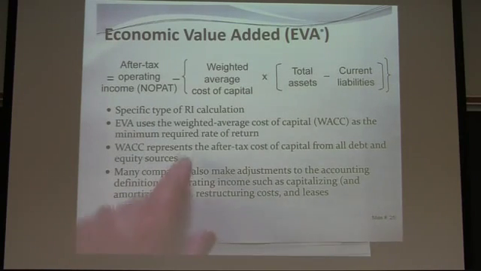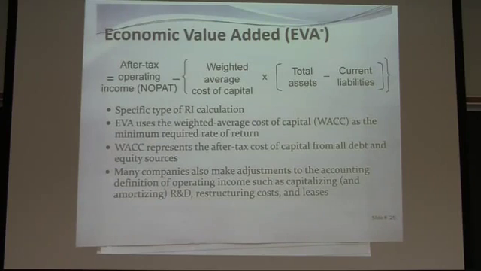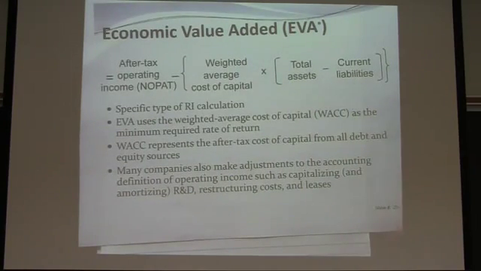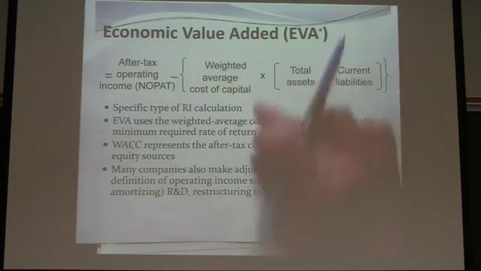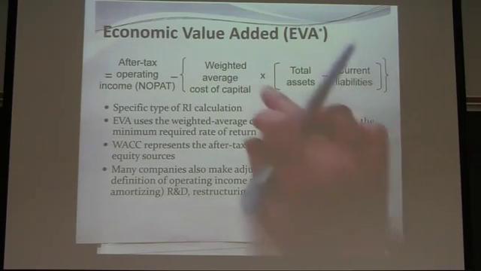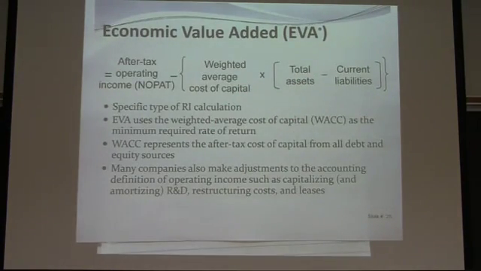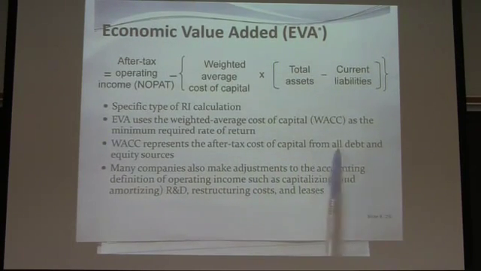And we're going to charge, again, the same idea, a cost of using that asset, except we're going to take a look at total assets, subtract current liabilities, because we know that obligation is something that we need to pay. So we're going to adjust the total asset by current liabilities, and multiply it by the weighted average cost of capital. And weighted average cost of capital represents the after-tax cost of capital from a mixture of debt and equity source.